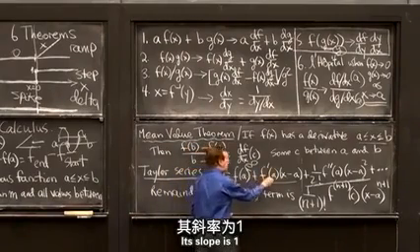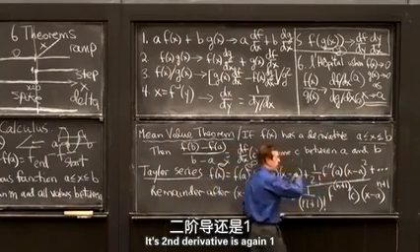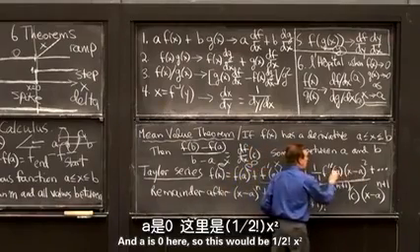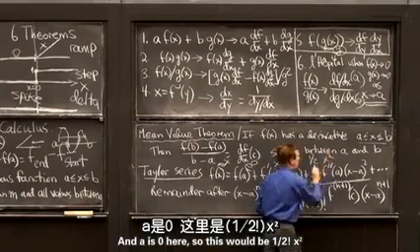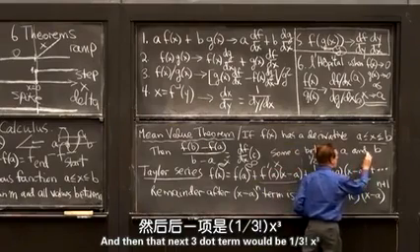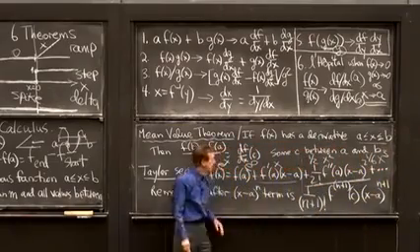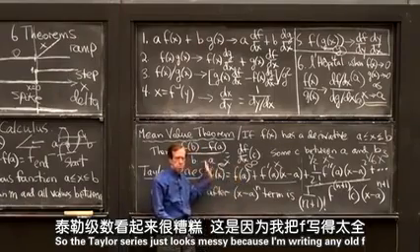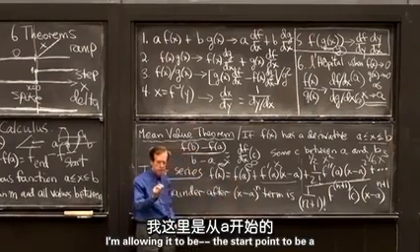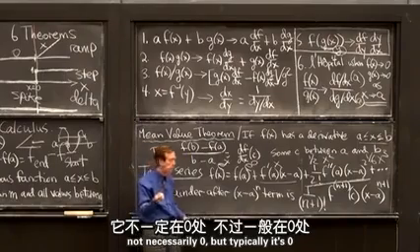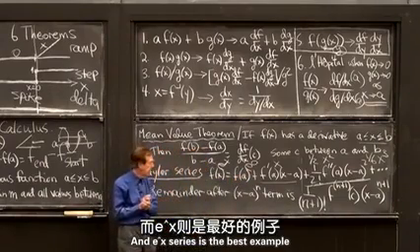Its slope is 1. So this is 1 times x. Its second derivative is again 1. And a is 0 here, so this would be 1 over 2 factorial x squared. And then that next 3 dot term would be 1 over 3 factorial x cubed. And you remember what it looks like. So the Taylor series looks messy because I'm writing any old f. I'm allowing the start point to be a and not necessarily 0, but typically it's 0. And the e to the x series is the best example.